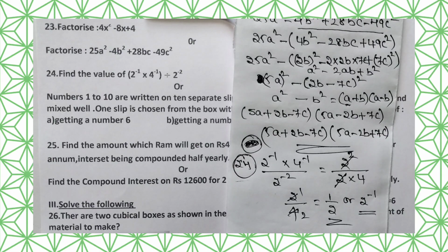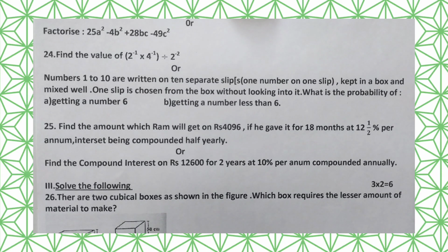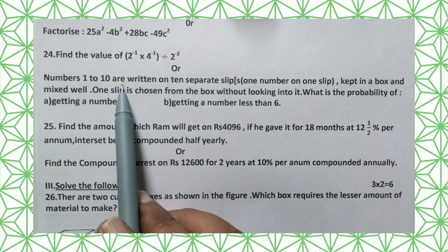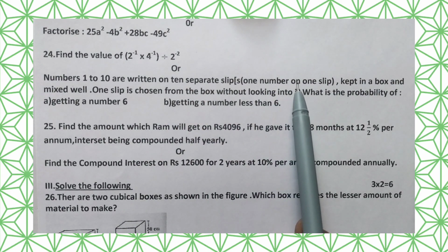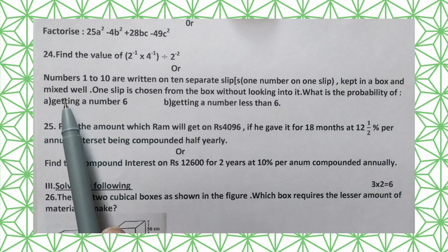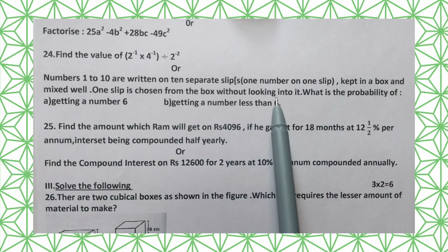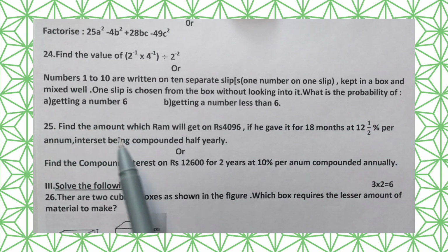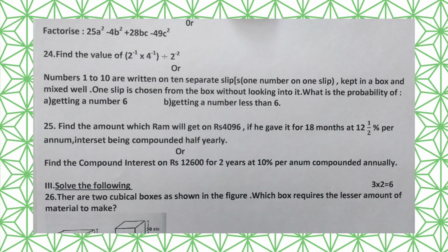So now let us move to the next question. Inside it, there is another internal choice question. Numbers 1 to 10 are written on 10 separate slips. One number on one slip, kept in a box and mixed well. One slip is chosen from the box without looking into it. What is the probability of getting a number 6 and getting a number less than 6? Now let us answer both the questions.